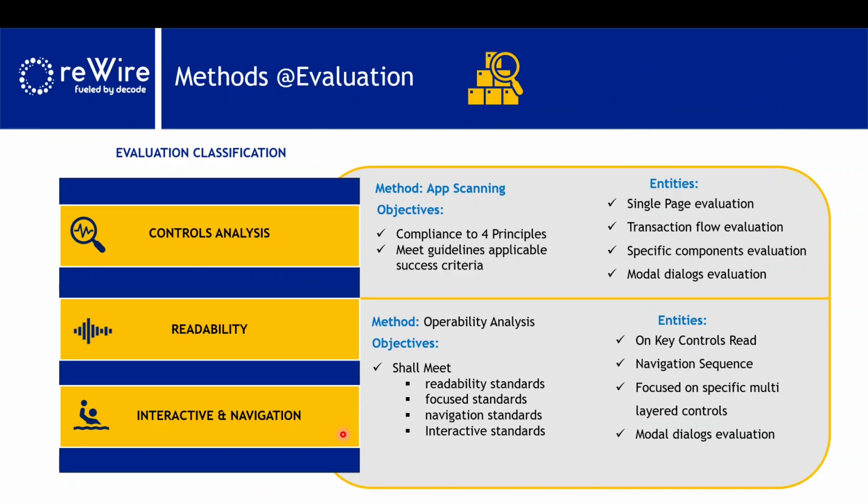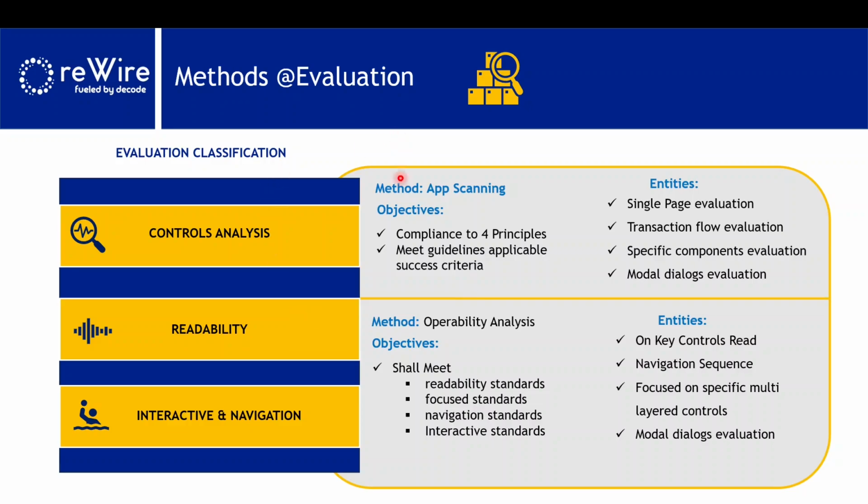Moving forward, a quick overview of the evaluations. I gave this for web in the previous session, and these categories are more or less the same. One is scanning of your app screens, which is the controls analysis. Another is readability, where we use the screen readers. The third is interaction and navigation. While going through the screen readers, you have to operate the left, right, and down arrows. In the app, it should go left to right and top to bottom; that sequence it should follow.